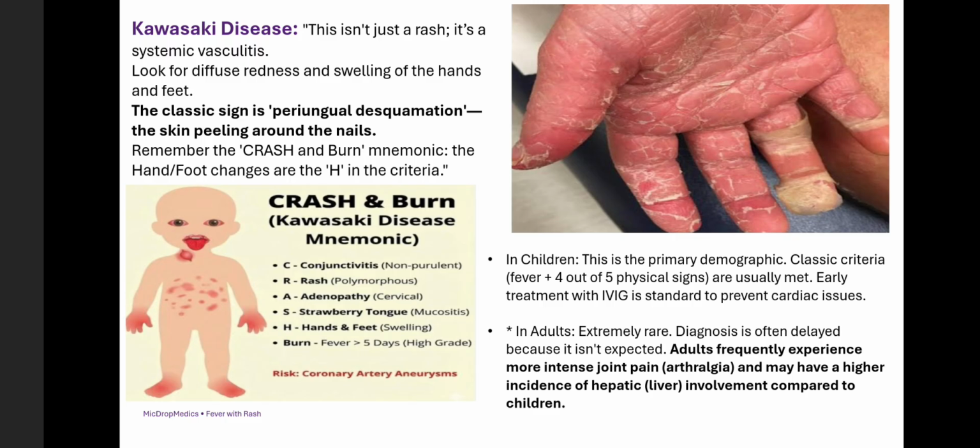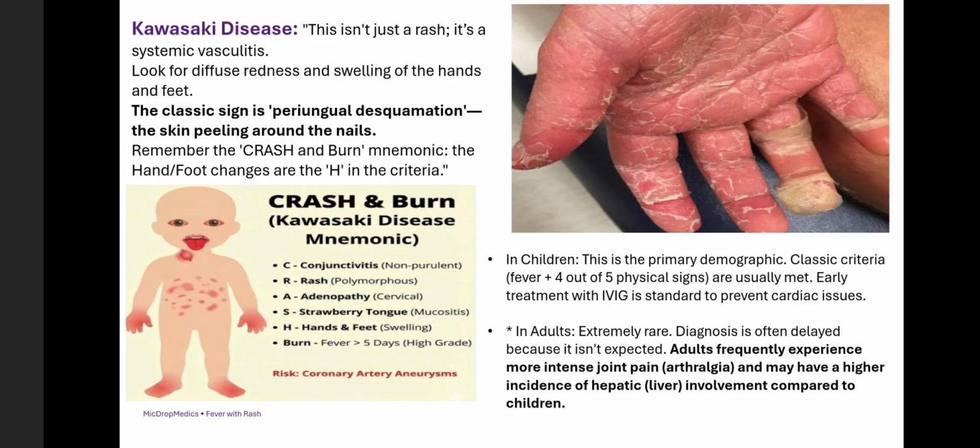Lastly, you have the Kawasaki disease. This isn't just a rash, it's a systemic vasculitis. Look for the diffuse redness and swelling of the hands and feet. The classic sign is periungual desquamation, which is the peeling of the skin around the nails. And don't forget the CRASH and BURN mnemonic, because fever more than 5 days along with 4 out of the 5 physical signs in the mnemonic, if met, is considered to be Kawasaki disease.